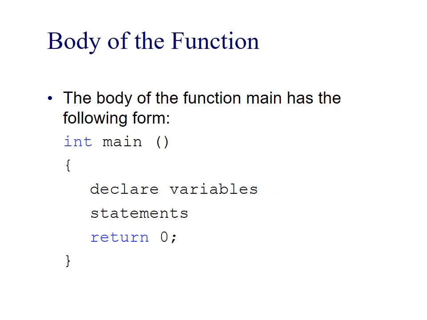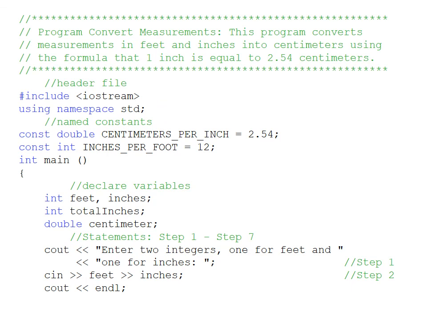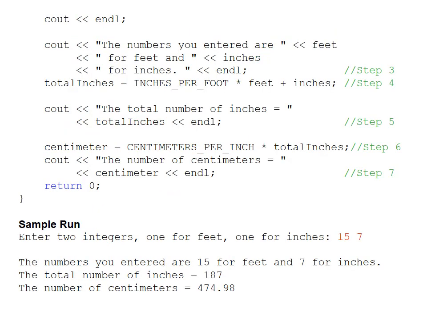And the body of the function. See, int main: with this curly bracket and the end of this curly bracket, there we write the body of the function. In a complete program, include the header file, declare the constants, write the functions. Here, hash include is the header file, this is the namespace std, and define the constants at the top of the main method, and then run step by step.